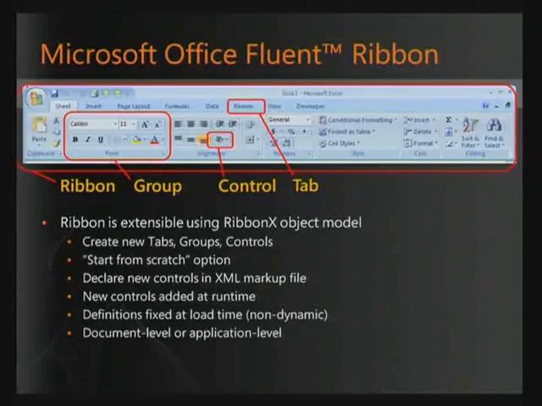Now, the way that RibbonX, which is the XML model that is exposed by the Office team, works is that you can add your own tabs, you can add your own groups, and you can add controls to your groups, but you cannot add your controls to built-in groups. So that means that you cannot add your control to the font group that already exists. You would have to create my font group, and then you can add your controls to it.